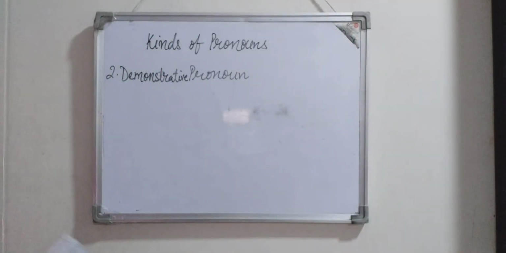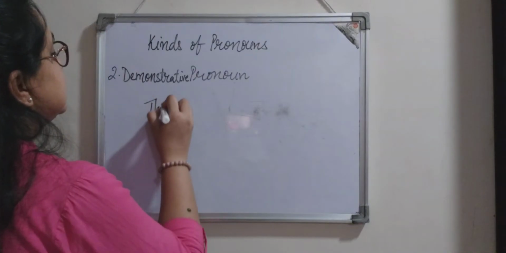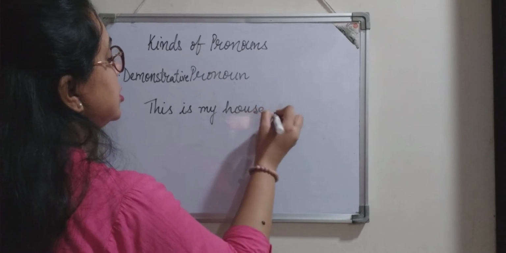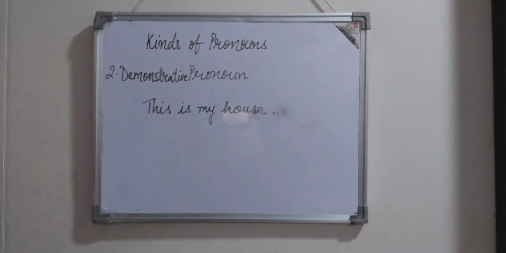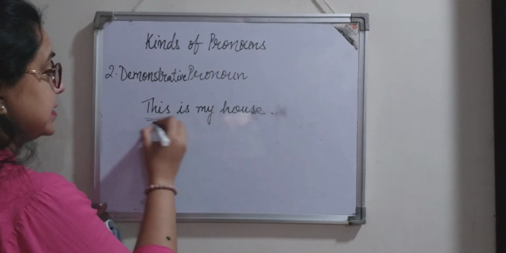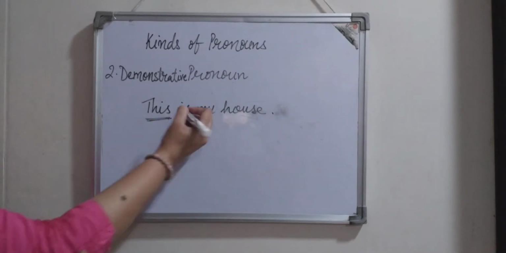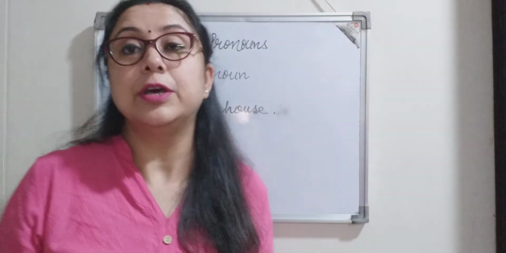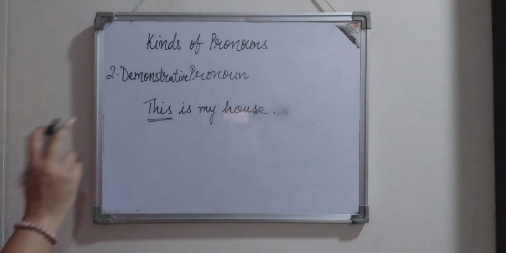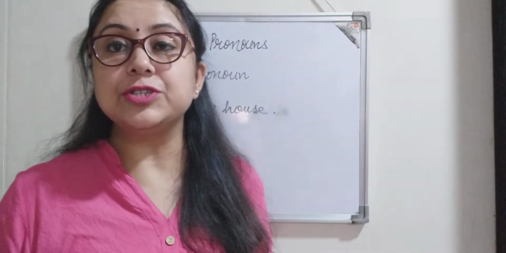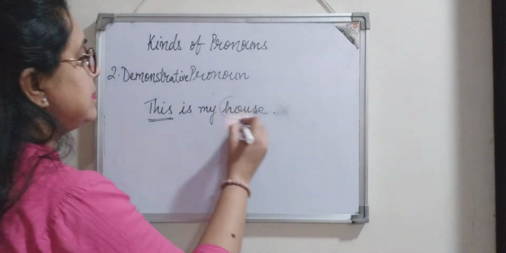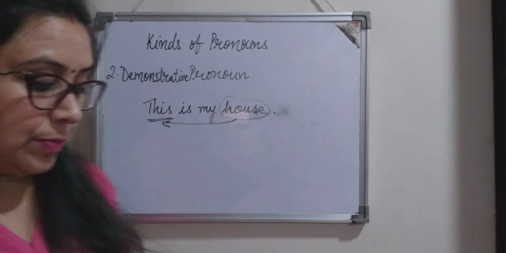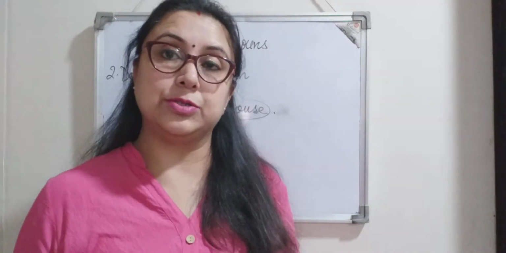As for example, this is my house. So here the word this is pointing out, isn't it? The word this is pointing out. It is talking about a definite house, right? It's pointing out, so it's a demonstrative pronoun. And why is it a demonstrative pronoun? Because it is placed away from the noun, right? So I hope the demonstrative pronoun is also clear to all of you.